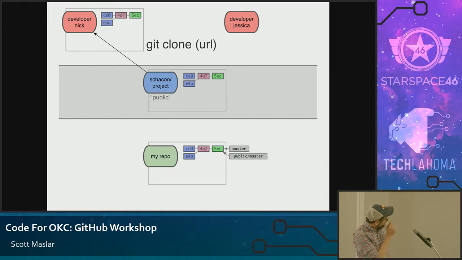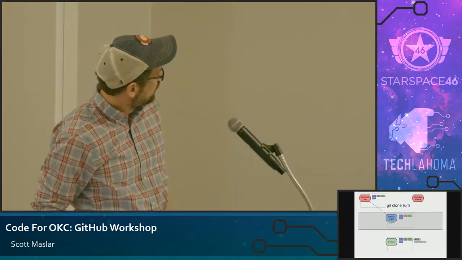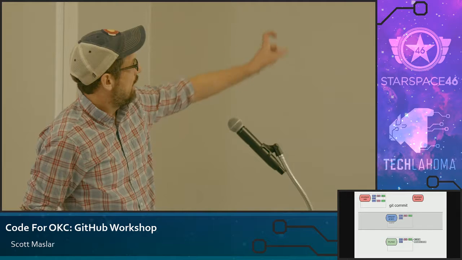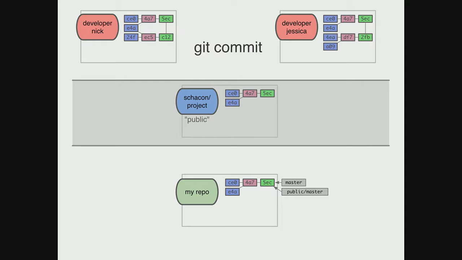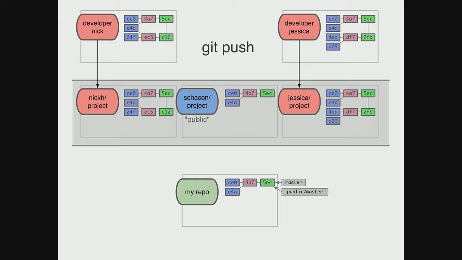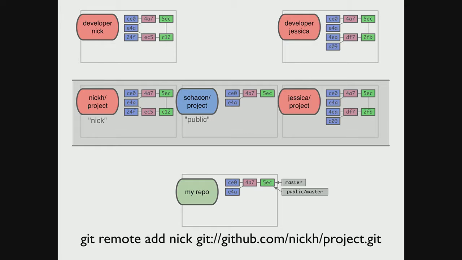So this first developer, Nick, is going to clone that project and add some additional work, right? And then this other user, Jessica, is also going to clone the project, and she's going to add some additional work. And then they're both going to push up their own projects, right? So now the person who owns that initial project is going to git remote add, and then the link to their GitHub, right?